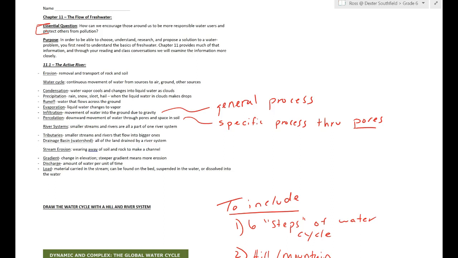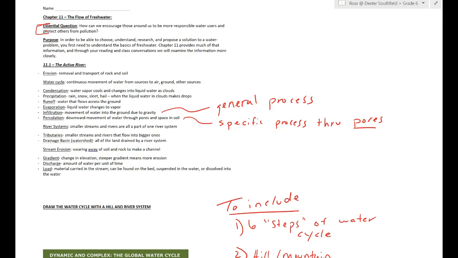So the purpose of this whole project, and specifically of reading Chapter 11, is so that we have enough information so that we can choose, understand, research, and propose a solution to a water problem. And in order to do that, we first need to understand the basis of fresh water. Chapter 11 provides much of that information, and through your reading and class conversations, we will examine the information more closely. So we're going to do just that right now.